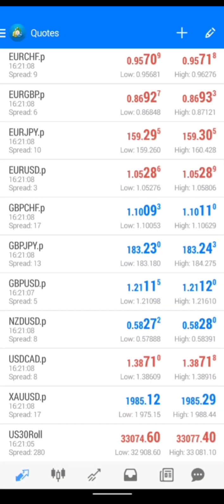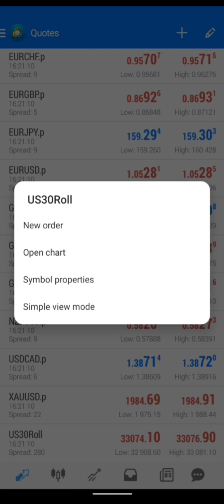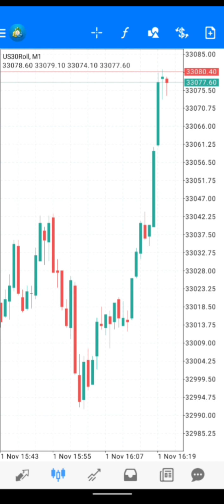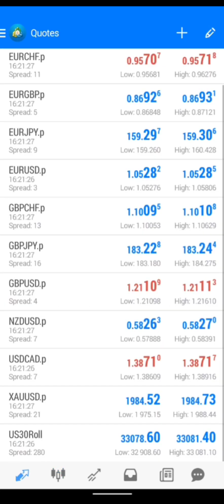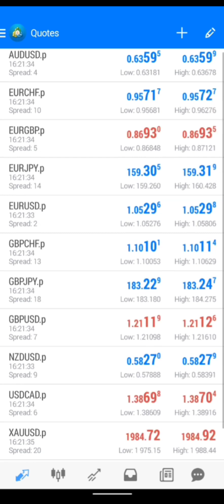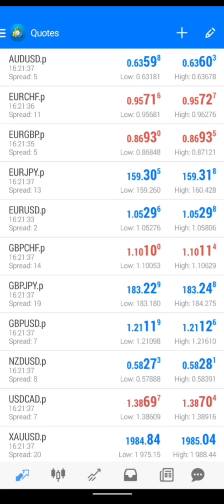When I click on the US 30 roll, it gives me these options of new order, open chart, symbol properties, and simple view mode. To open the chart, I click open chart. So that's the US 30 roll chart. Going back to quotes, you click the bottom left. So those are the quotes. Our interest here, I mainly trade GBP USD, so our interest will be the GBP USD pair.